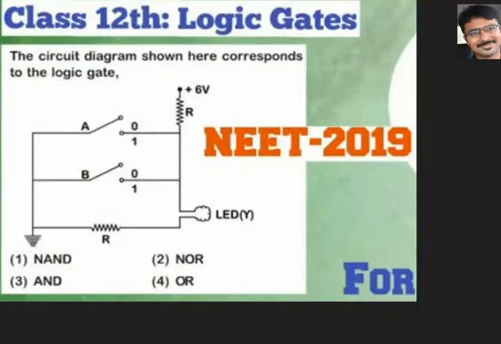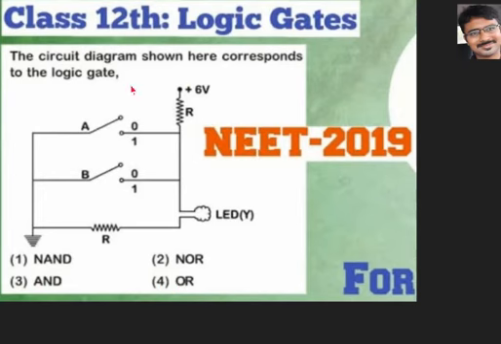Now here you can observe a question from 12th class logic gates. It is a NEET 2019 question. What is that question here? The circuit diagram shown there corresponds to the logic gate. They have given one circuit diagram here. So the circuit diagram belongs to what logic gate? That is the question. First option AND gate, second option NOR gate, third option AND gate, fourth option OR gate. Like that, four options are there.